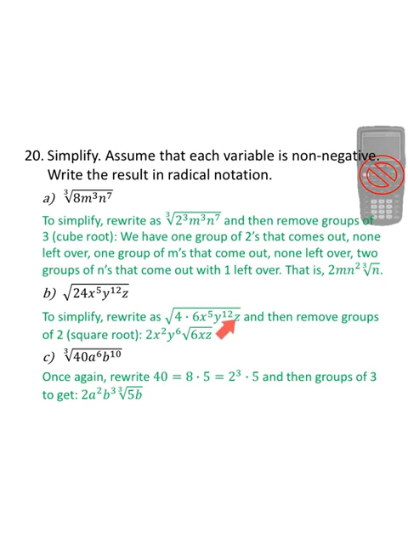2 does not go into 1. This z doesn't have a buddy. He can't ride the ride. He has to stay inside and wait until his partner shows up. So it's 2x squared y to the 6th times the square root of 6xz.